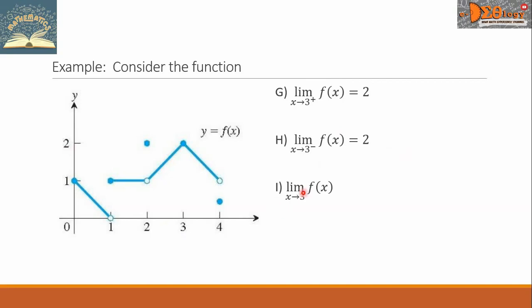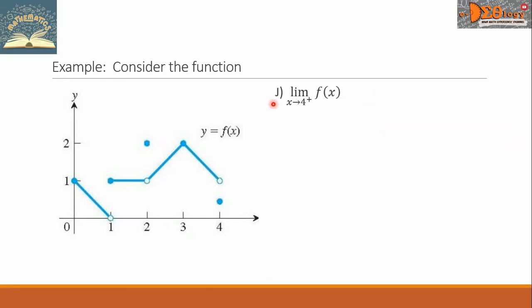Example I, the limit of the function as x approaches 3. This is now a two-sided limit. And we can see here that the right-hand limit is equal to the left-hand limit. And the value is 2. So we will copy this and write it here. This is now our answer.